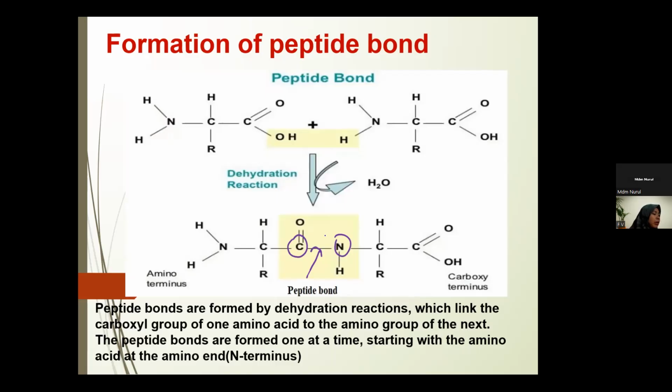Okay, you can see peptide bonds are formed by dehydration or condensation reaction that link carboxyl group of one amino acid to the amino group of the next amino acid. Thus, peptide bond is formed between carbon of the carboxyl group of one amino acid with nitrogen of amino group of another amino acid. Okay, faham?